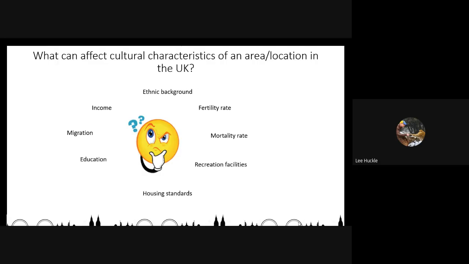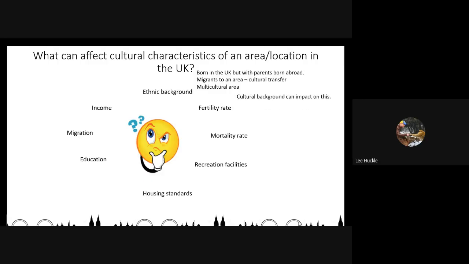So if we look at the ethnic background first, born in the UK but with parents born abroad. So that does have an impact on the cultural makeup of an area. Migrants to an area, we get what we call a cultural transfer, a change in the culture of the area. It becomes more multicultural. And that in itself brings many other changes.